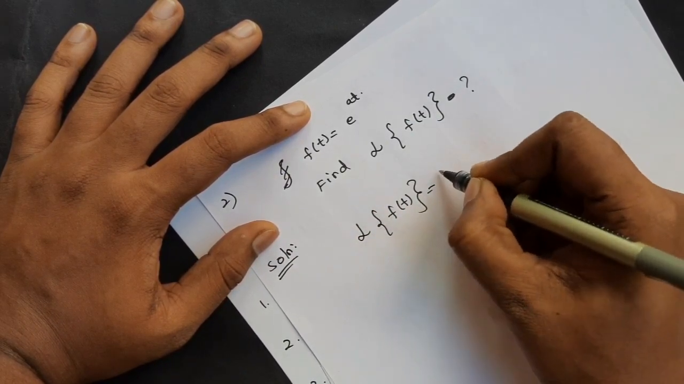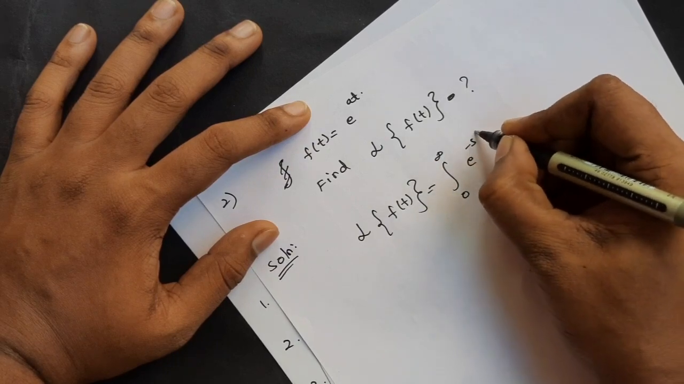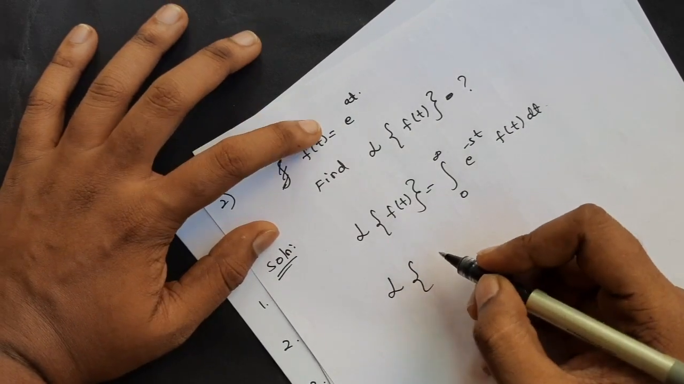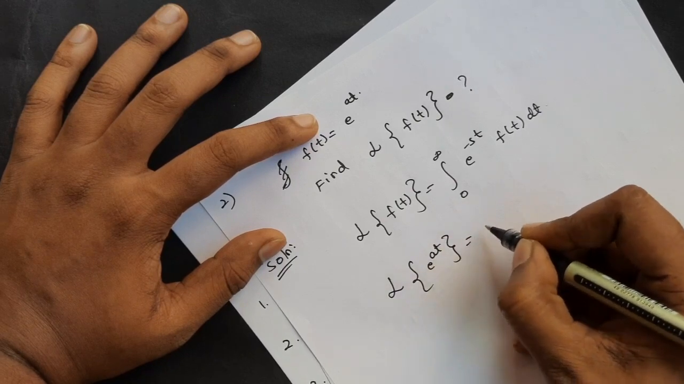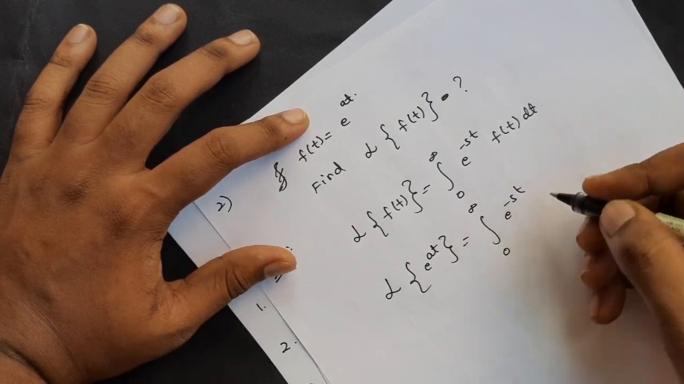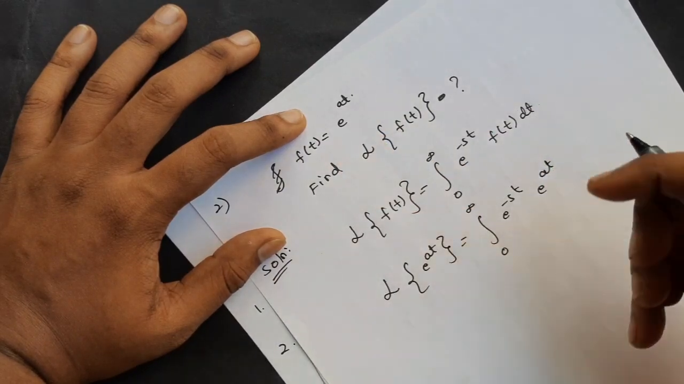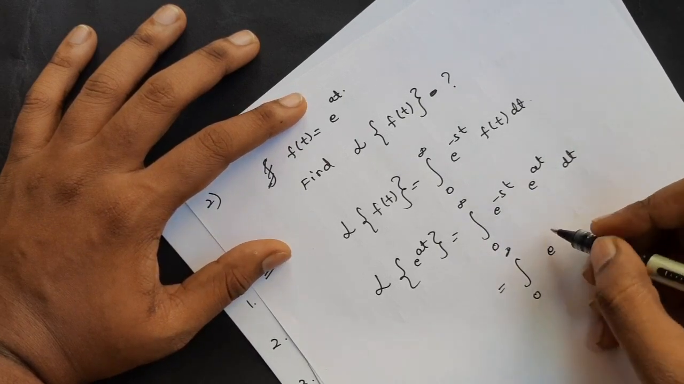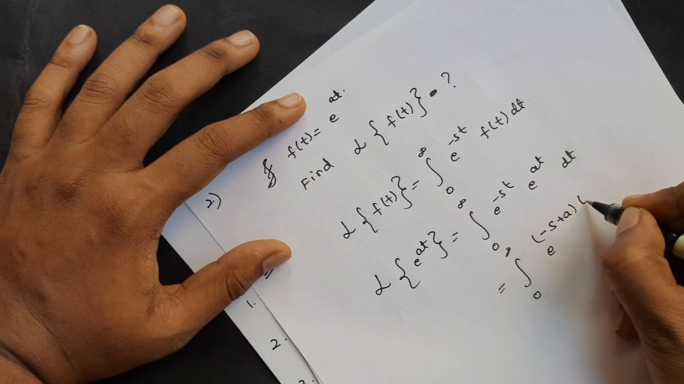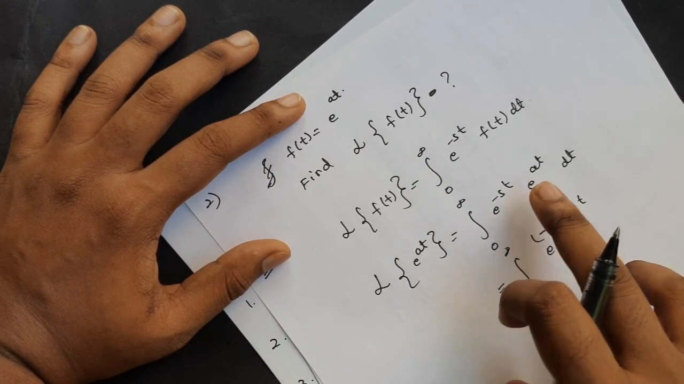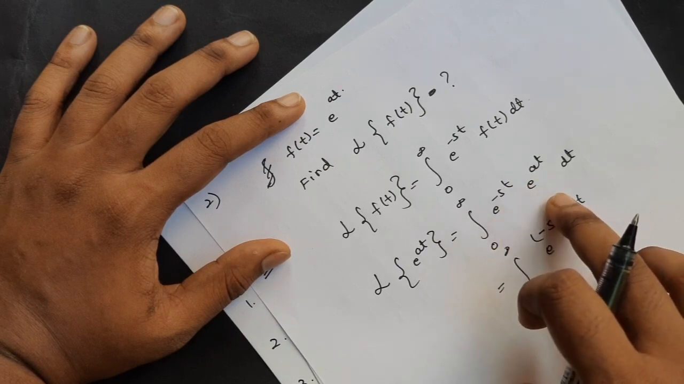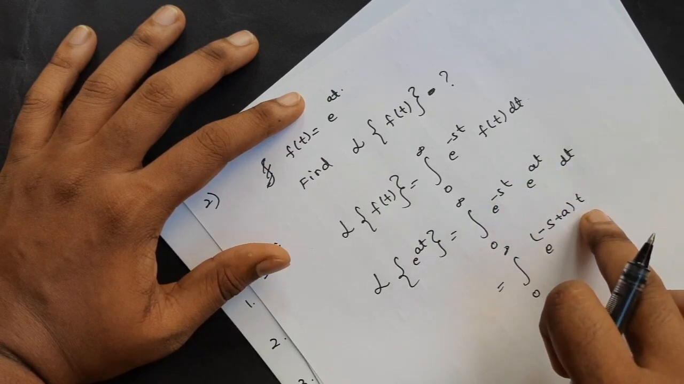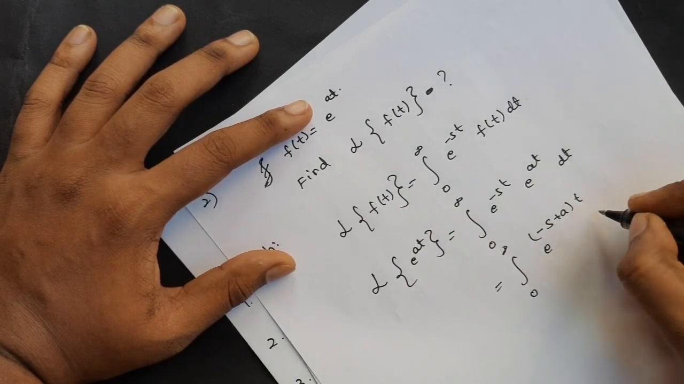We know the formula, integral 0 to infinity e power minus st f of t dt. So here the given f of t is e power at, and I'm going to substitute here e power minus st, f of t means e power at, dt, 0 to infinity. Now I'm grouping these two values, so e power minus s plus a into t, right? If the two bases are same, I can add the powers. So using that idea, I added minus st plus at. I took this t common, so I pulled out this t outside of the bracket, dt.